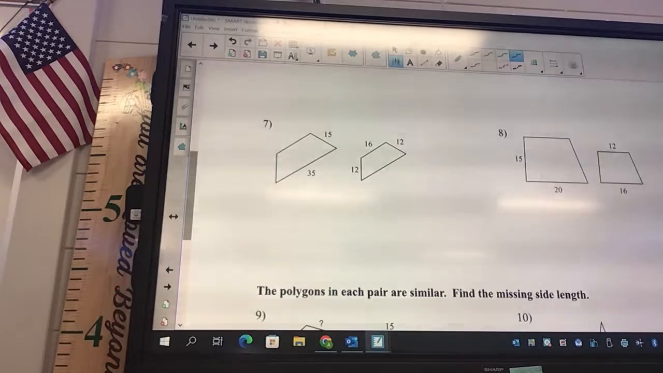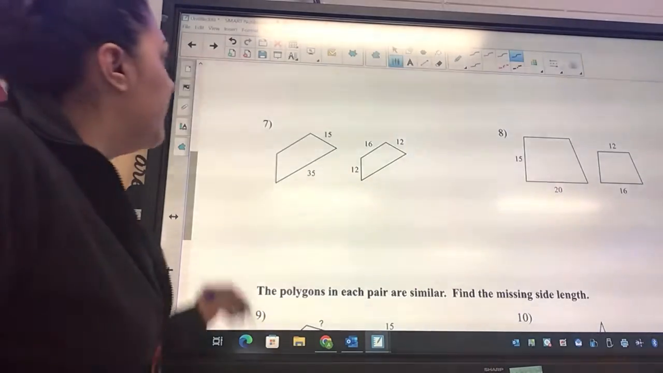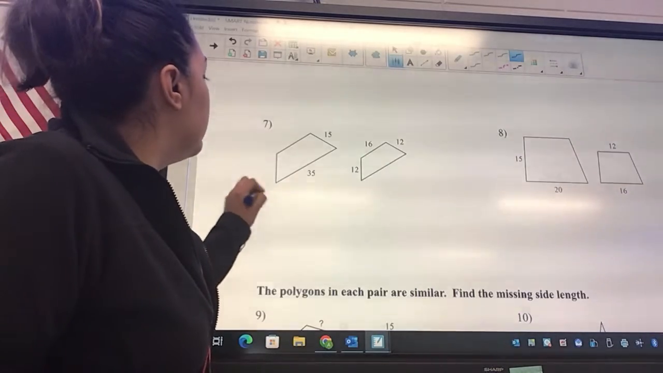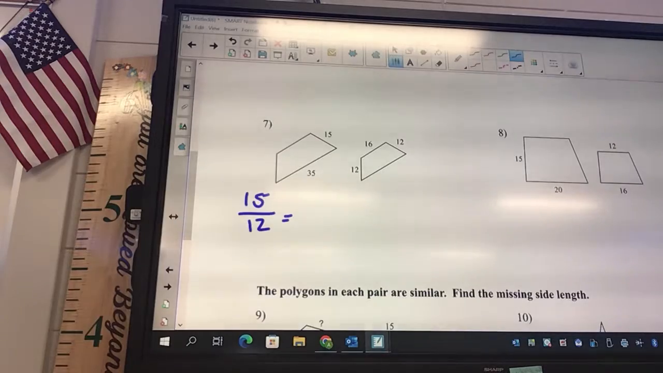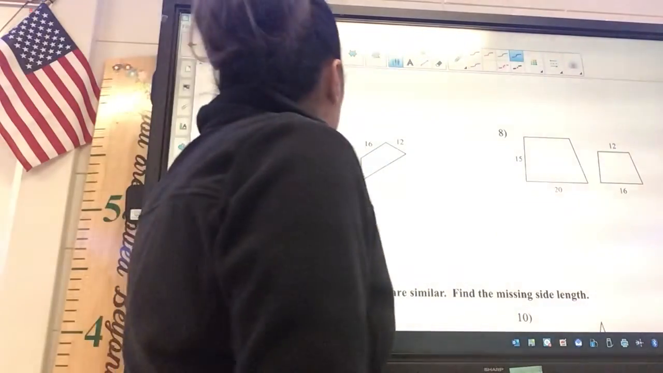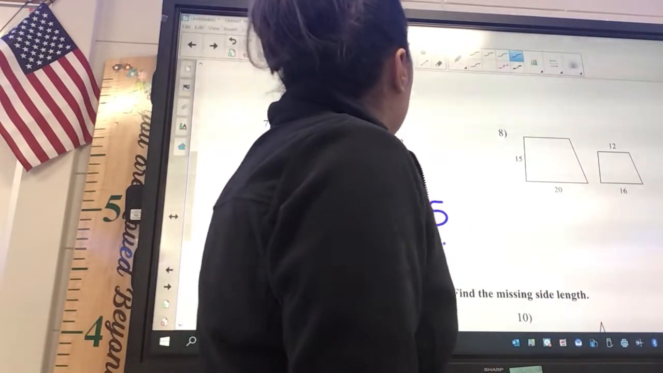Okay, look at 7. What could we match up? What's a big number? 15 to 12? Okay. 5 over 4. So our scale factor, 4 to 5.